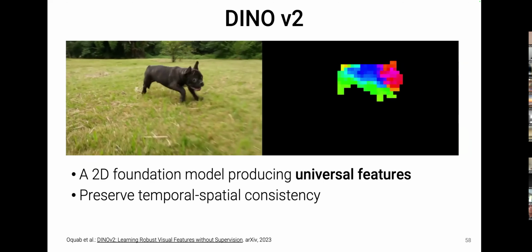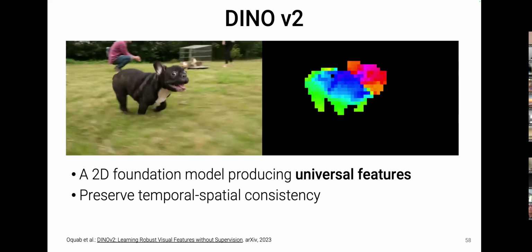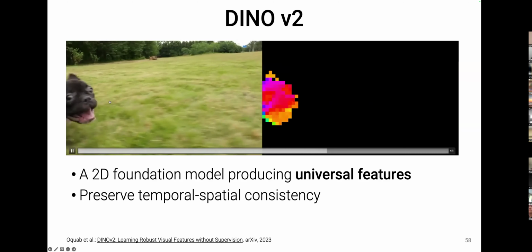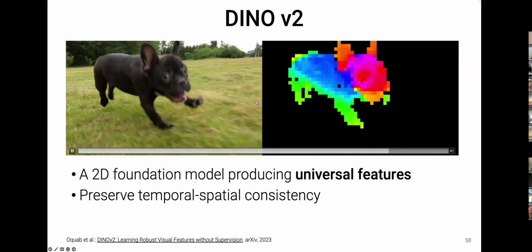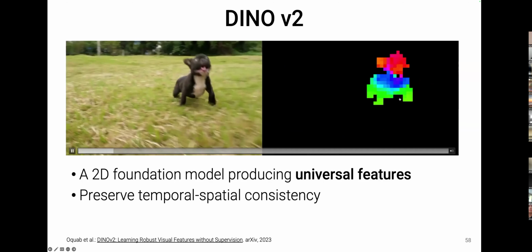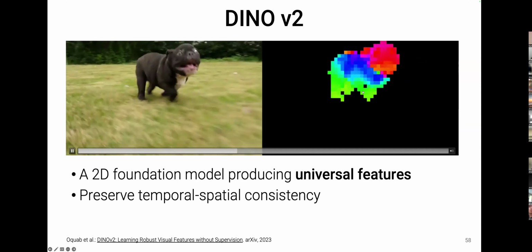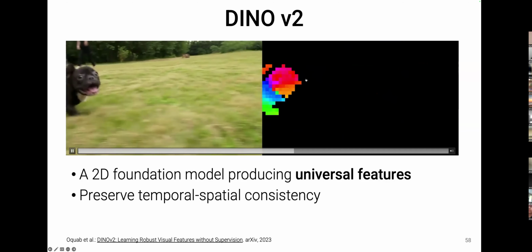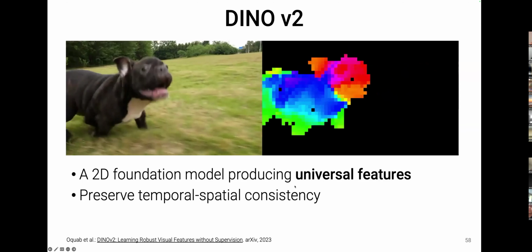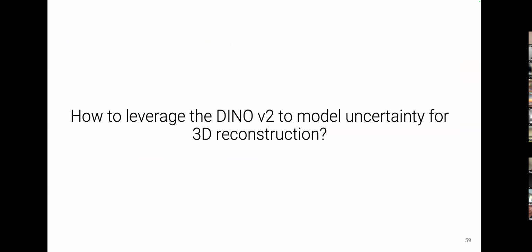There's also a foundation model called DINO, which can produce universal features like this. As you can see here, this dog is moving around, and that's the feature with some thresholding. But it's very consistent across different views and semantically very correct. The legs are always the same color, the head is always the same color. This means it can preserve temporal and spatial consistency. So is it possible to leverage this DINOv2 to model uncertainty for 3D reconstruction?